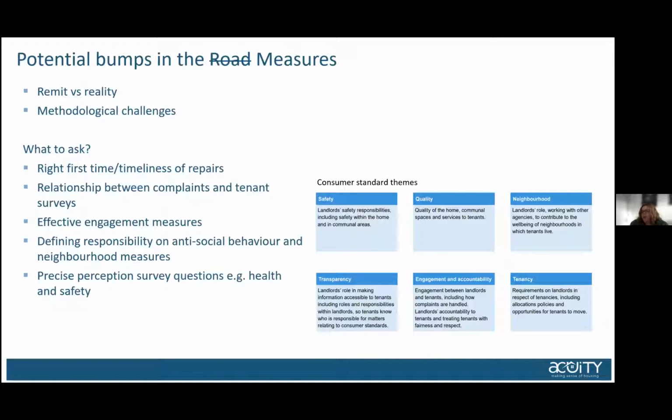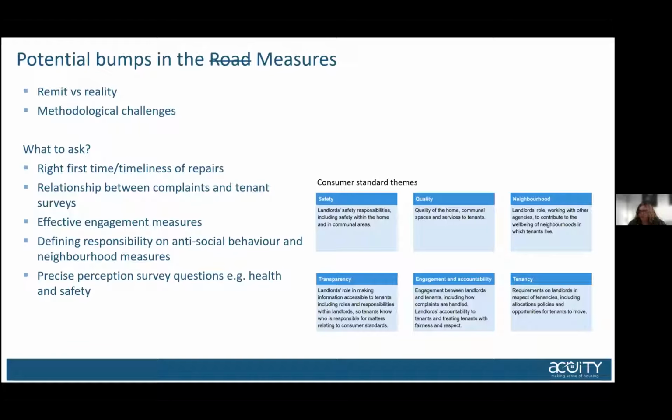And then the other one we've all been grappling with is health and safety. Again, how do you actually define that in a way that people will understand? And actually, what are we talking about? We know what we are talking about from the consultation, but getting that into a fit for purpose question is going to be a bit of a challenge.